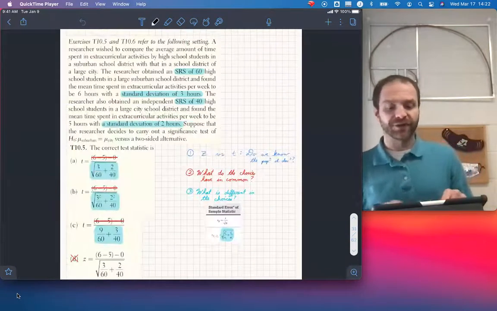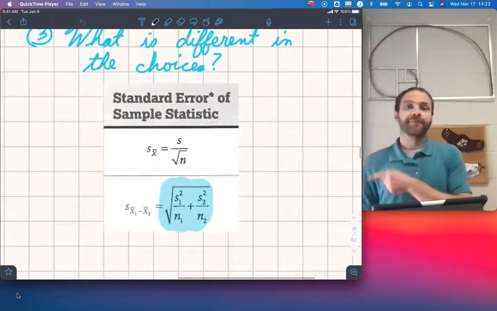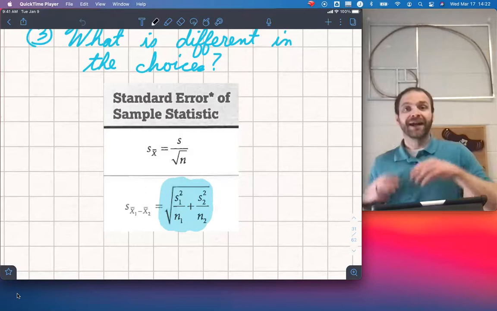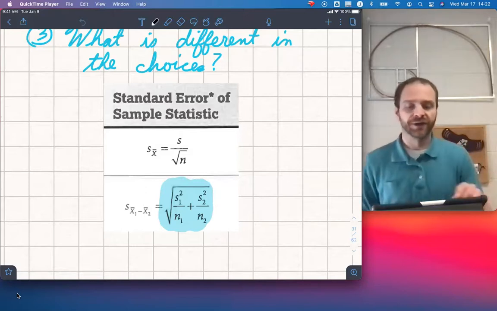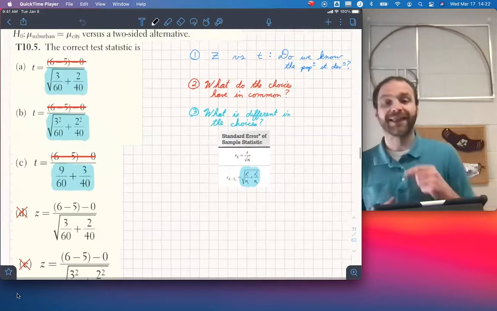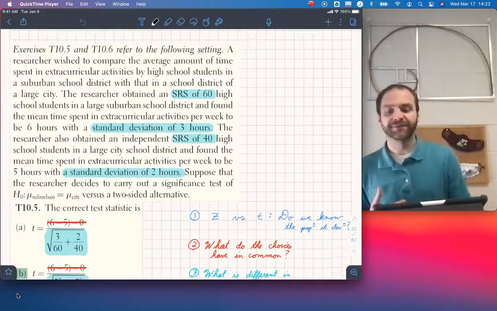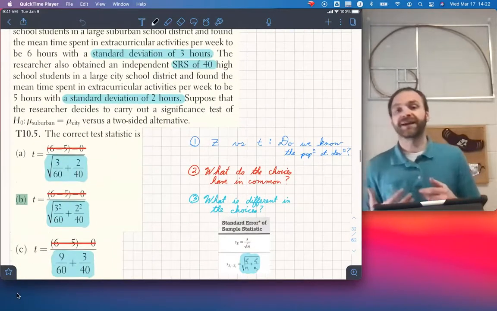And if I look at the formula sheet, it's your sample standard deviation squared divided by your sample size that corresponds to it. Add them together, take the whole square root. So which of these looks like that one? Well, the one that looks like it that's using the right numbers, I'm thinking is B. And so B is your answer.